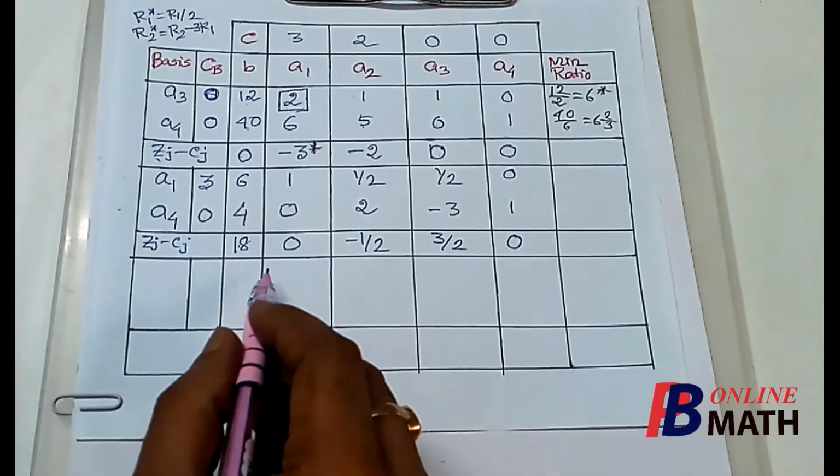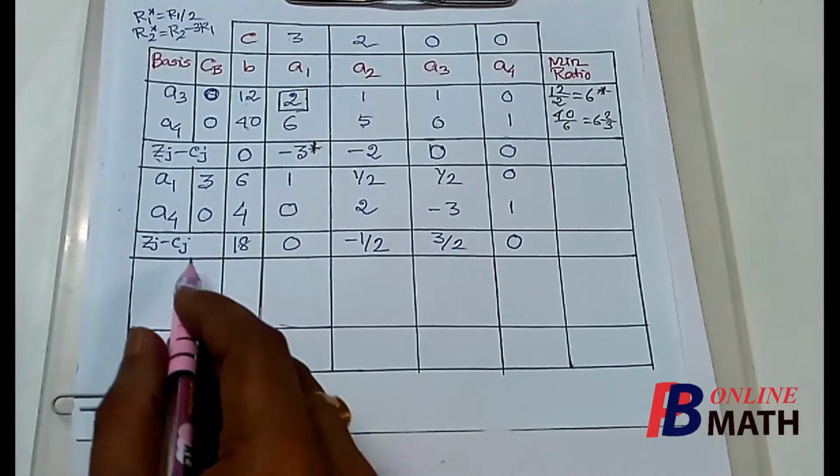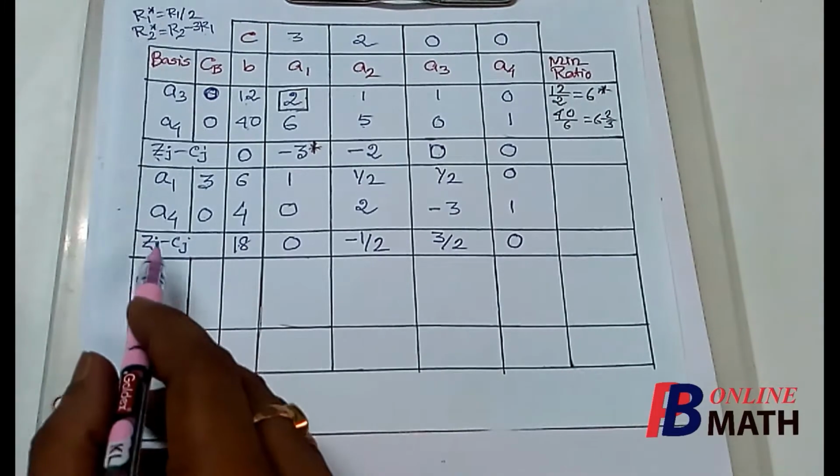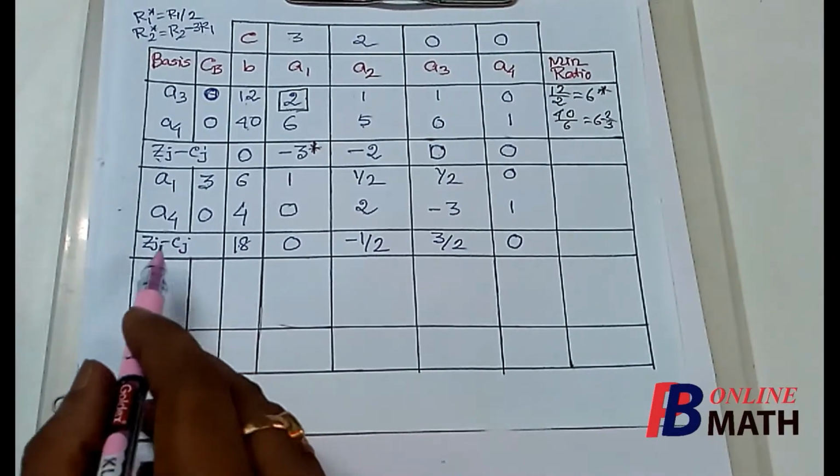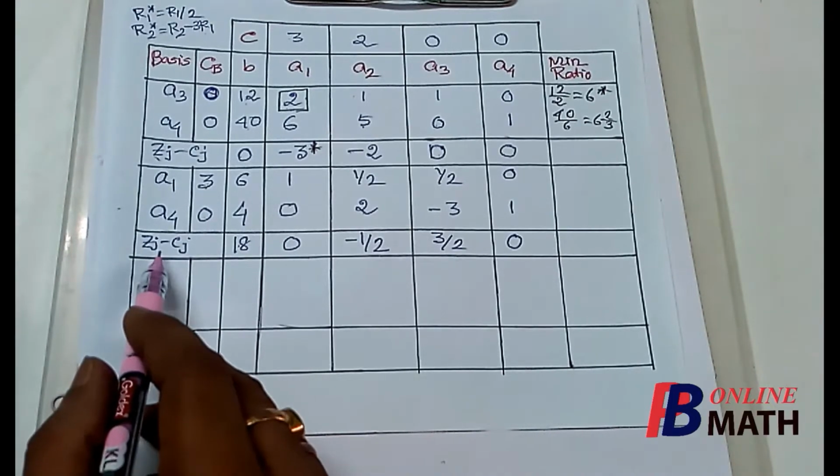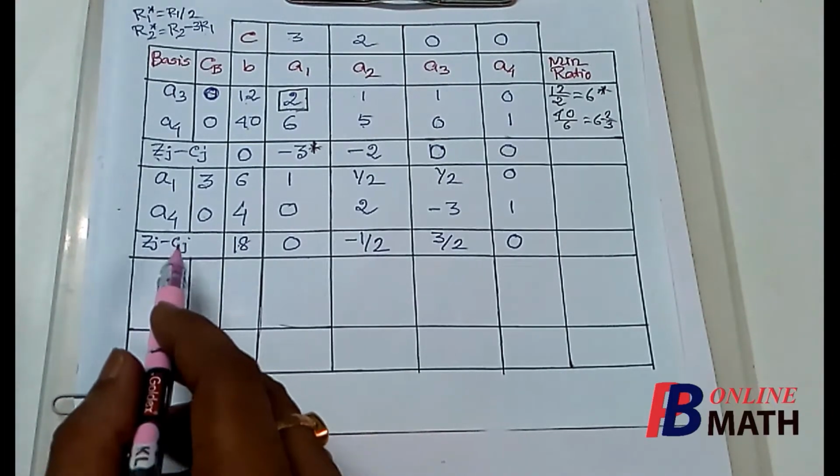So we have obtained all the values of zj minus cj. Now we have to check whether all the values of zj minus cj are non-negative. If all the values are non-negative, then the solution is optimum, otherwise not.